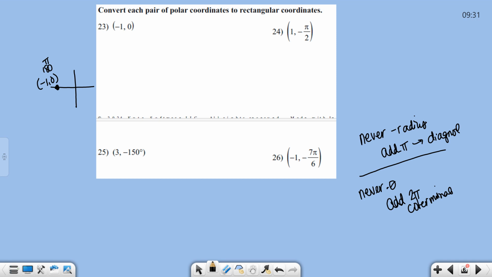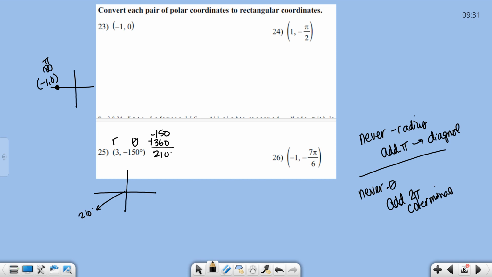That guy's a piece of cake. If we look at number 25, we have a radius of 3 and a theta of negative 150. I don't want a negative 150, so I'm going to add 360 to that and determine that I really want to look at 210. So a radius of 3, and I'm down here at 210 degrees.